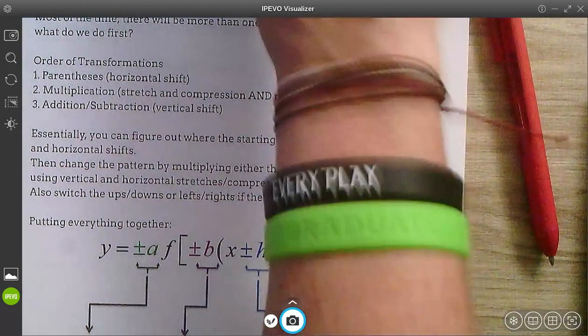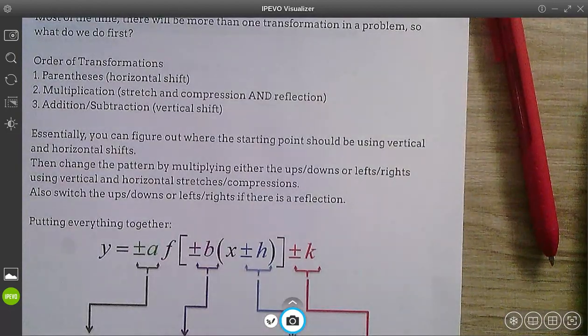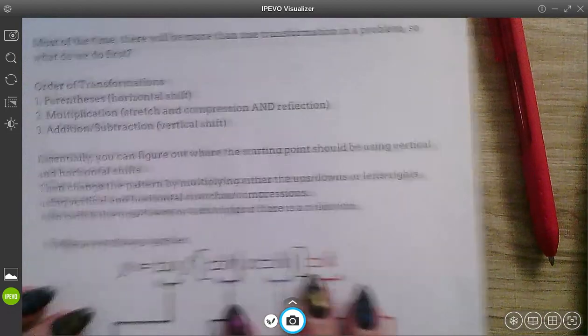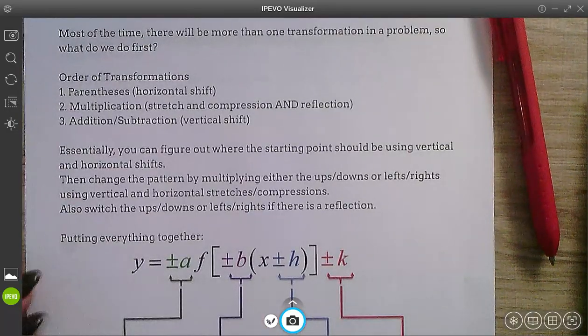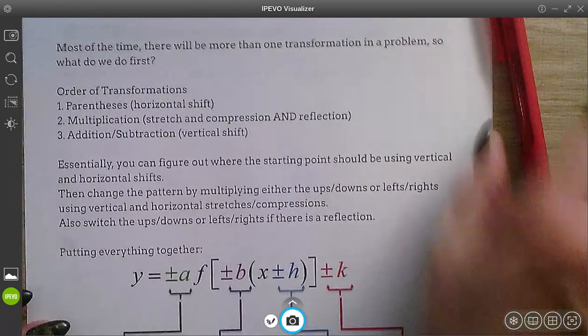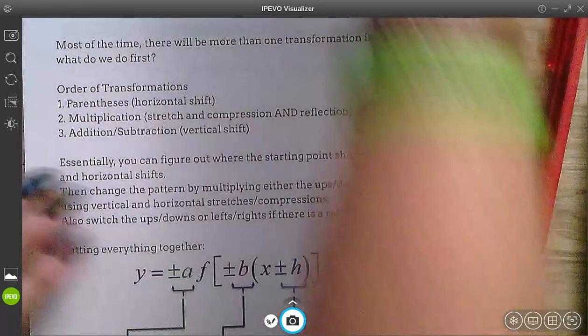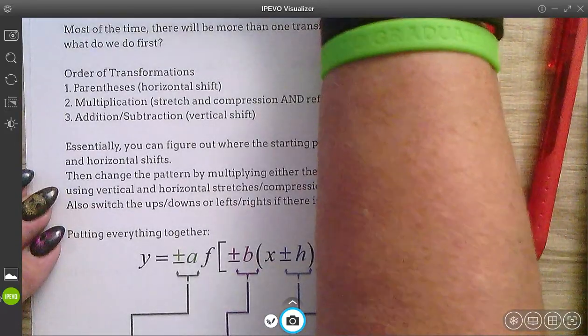Most of the time, however, you are going to have more than one transformation in a problem. So we are going to come back and do another video where we talk about what order to do those transformations in and get some practice with them.